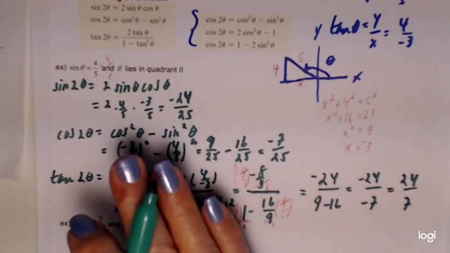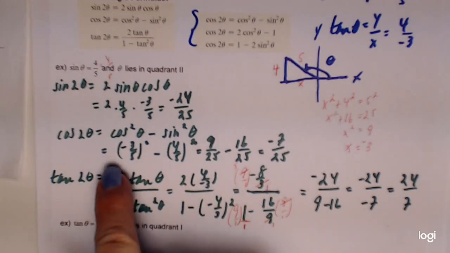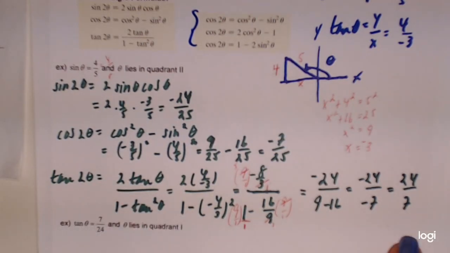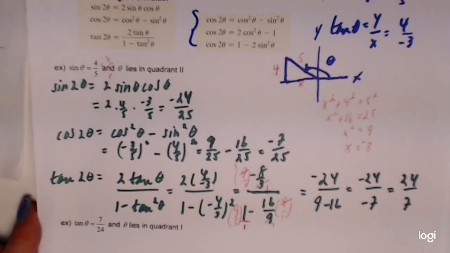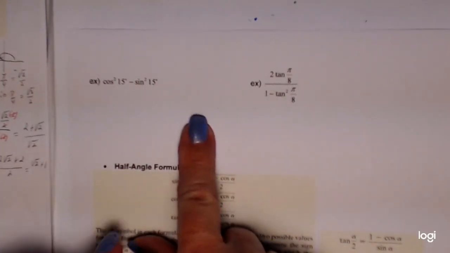So that would be the process we go through to get sine of double angle, cosine of double angle, and tan of the double angle. I'm going to skip this one for now so the video doesn't get too long. And so if you will, look at the next page of your notes. And we'll take a look at this one, and I think that will be enough for one video, and then I'll come back and do the others in another video.